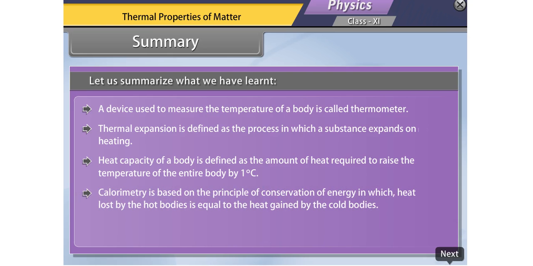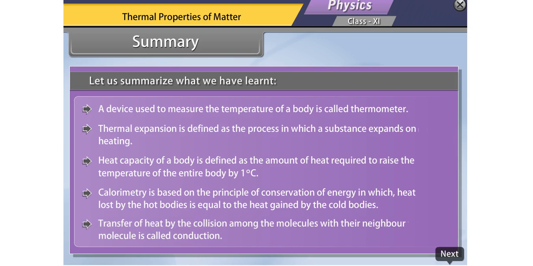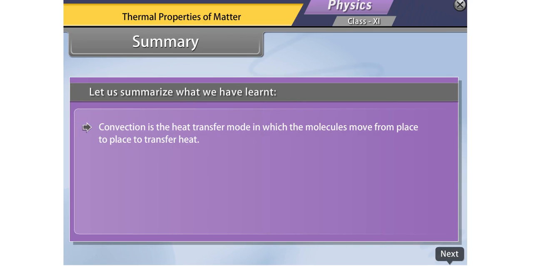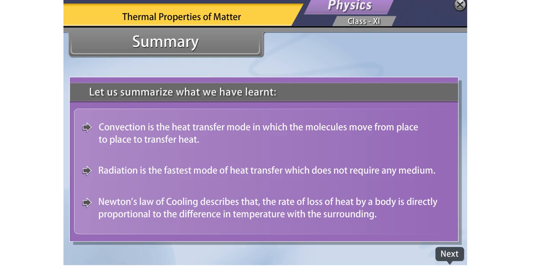Calorimetry is based on the principle of conservation of energy, in which heat lost by the hot bodies is equal to the heat gained by the cold bodies. Transfer of heat by the collision among the molecules with their neighbor molecules is called conduction. Convection is the heat transfer mode in which the molecules move from place to place to transfer heat. Radiation is the fastest mode of heat transfer, which does not require any medium. Newton's law of cooling describes that the rate of loss of heat by a body is directly proportional to the difference in temperature with the surrounding.